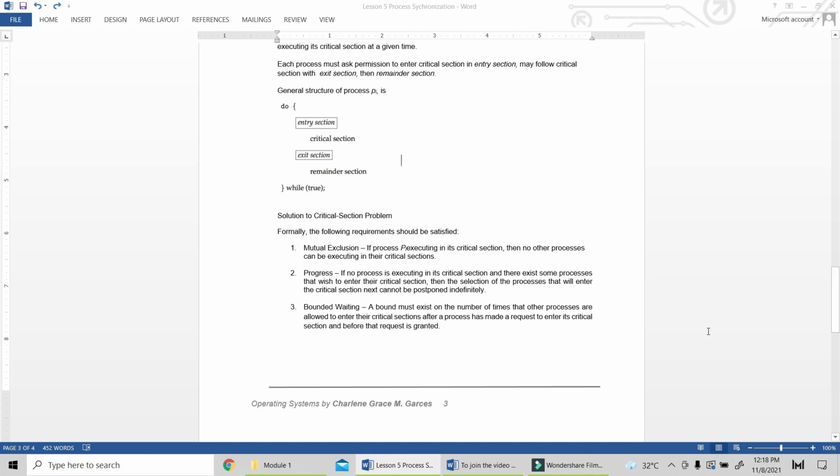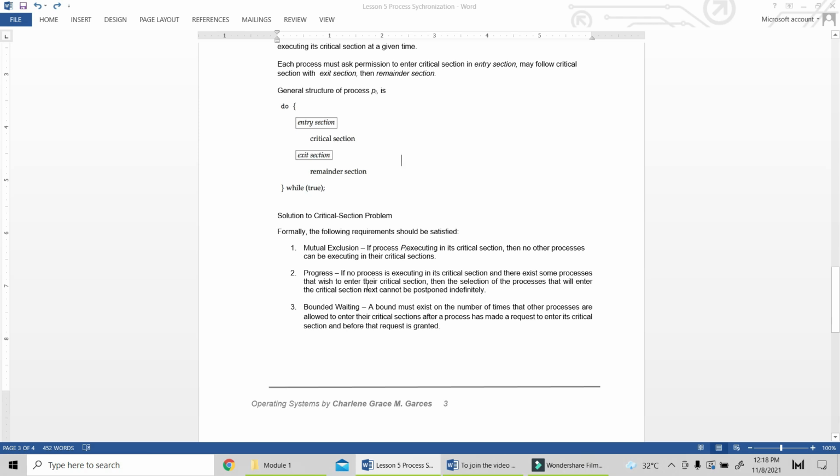So when we say mutual exclusion, if a process is executing in its critical section, then no other process can execute in its critical section. Meaning, two processes cannot execute at the same point in time when in the critical section. That's why these are the rules or structures to follow when we are trying to access a process in a critical section.